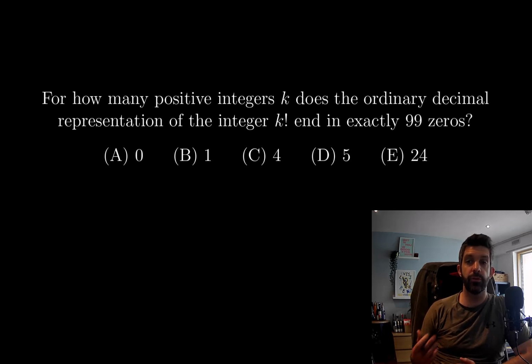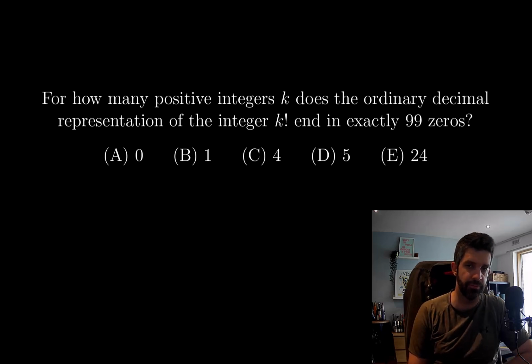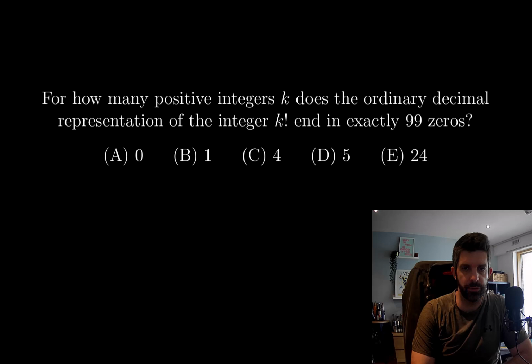If it ends in 2 zeros, it has 2 2s and 2 5s. There might be more 2s and there might be more 5s, but for every 0, there will be a pair of a 2 and a 5 in the prime factorization. So, if I want to find out for how many integers does the ordinary decimal representation of the integer k factorial end in 99 zeros?